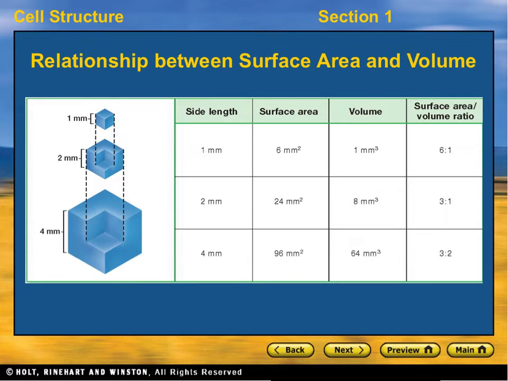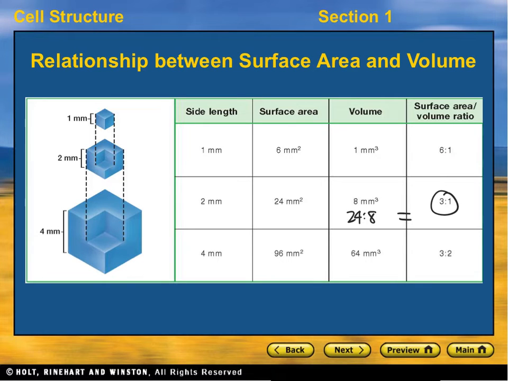Now when I look at my 2 millimeter block, I'm 2 millimeters by 2 millimeters. To find the surface area, I have 2 times 2, which is 4, but then I multiply that by the 6 faces, so that gives me 24 square millimeters. To find the volume, I have 2 times 2 times 2, which is 8. So I end up with 24 to 8, which reduces down to a 3 to 1 surface area to volume ratio.